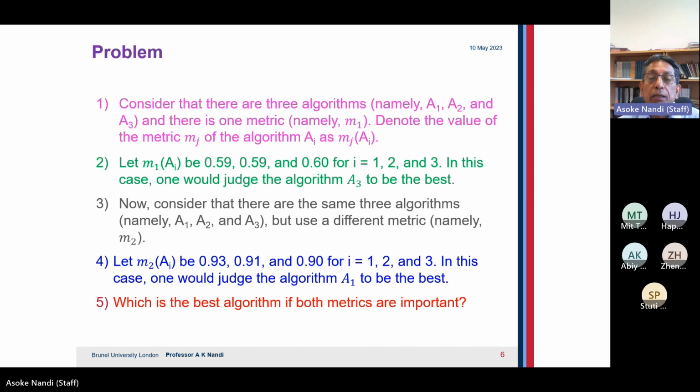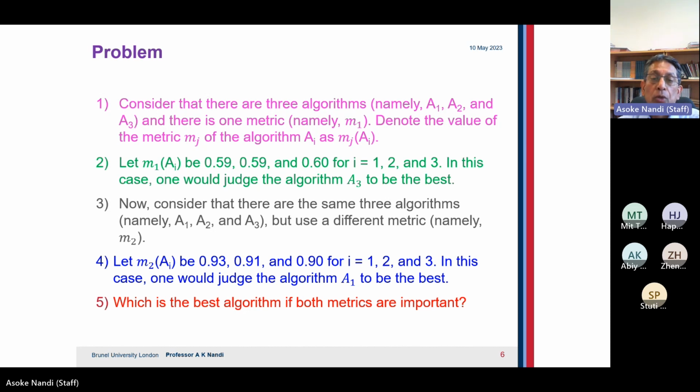That means A3 is the best. So it's very easy in the case of a single metric, which is the best. And now consider that we have the same three algorithms, but we are using a different metric.